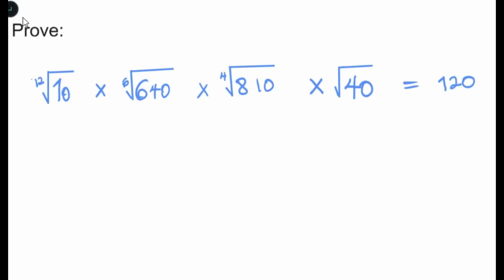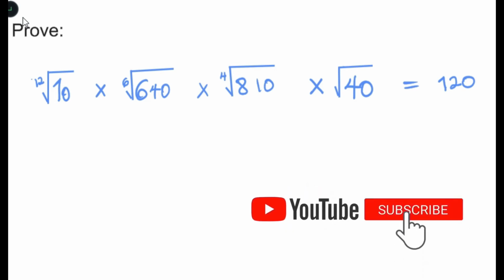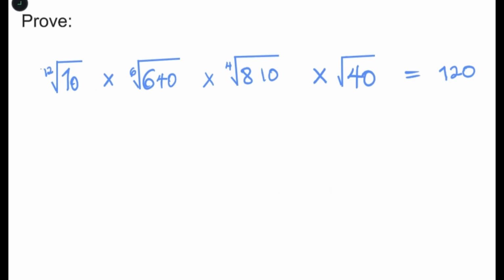So this question says we need to prove the 12th root of 10 times the 6th root of 640 times the 4th root of 810 times the square root of 40 is equal to 120. Now to prove this question, we need to make the left-hand side equal to the right-hand side because obviously it's easier. Now how we do that is by breaking each of our roots. So let's try as much as possible to break it down. And this is what we can do.